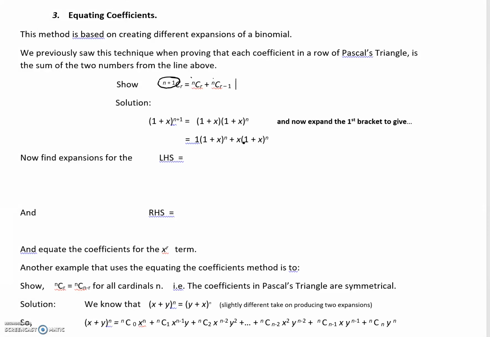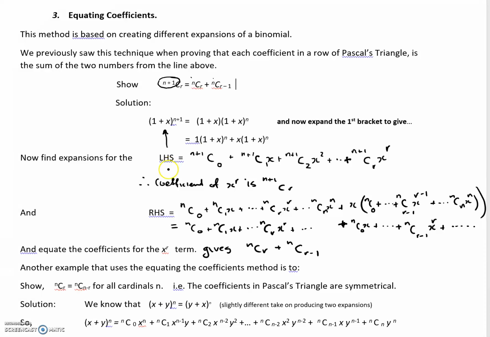So let's look at the left-hand side and get an expression for 1 plus x to the n plus 1, and that will be, obviously, n plus 1 c naught, I won't put the 1's in, and x to the naught is a 1, plus n. I might just pause this and write the solution.